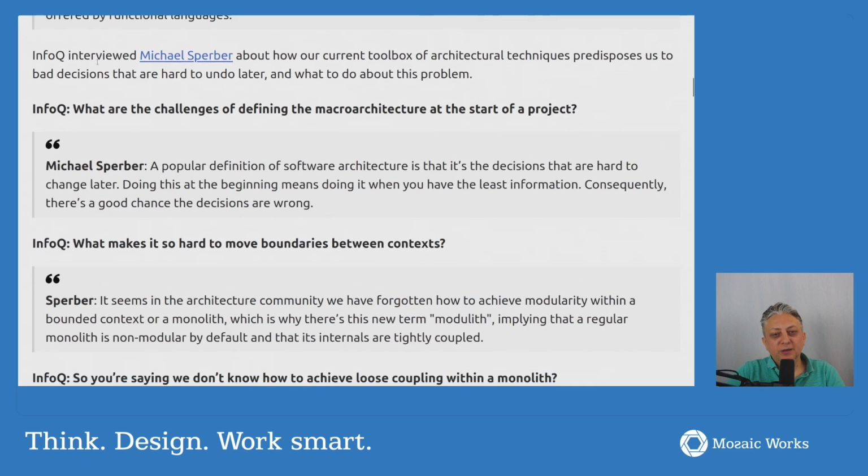InfoQ interviewed Michael Sperber about how our current toolbox of architectural techniques predisposes us to bad decisions that are hard to undo later and what to do about this problem.